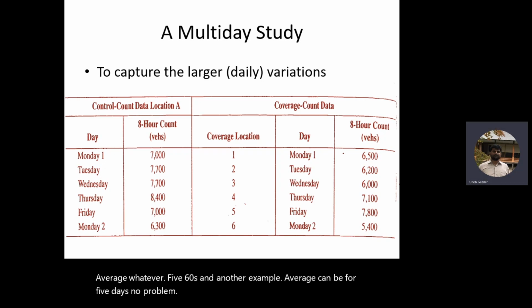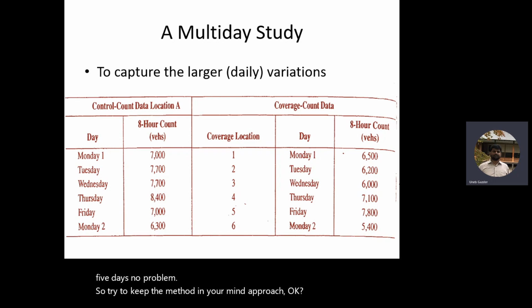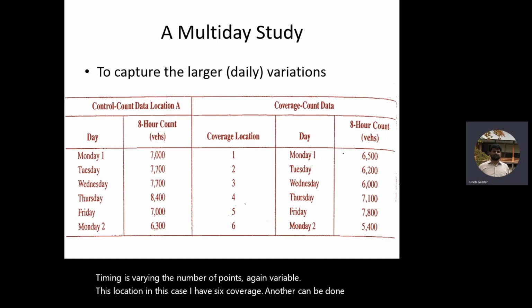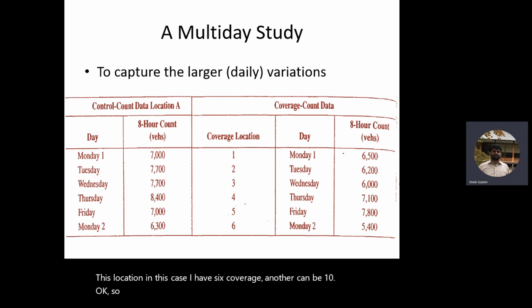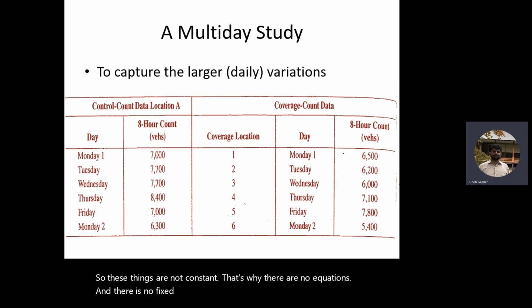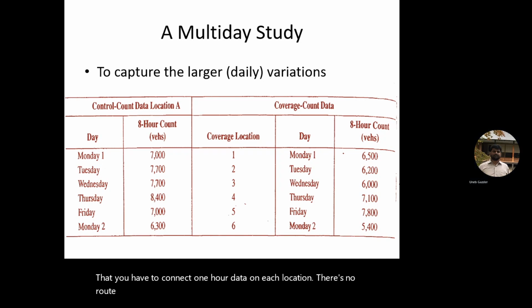So try to keep the method in your mind, the approach, okay? Timing is varying, the number of points also varies. In this case, I have 6 coverage locations. Another can be 10. Okay, so these things are not constant. That's why there are no equations. And there is no fixed rule that you have to collect 1 hour of data on each location. There is no rule like this.